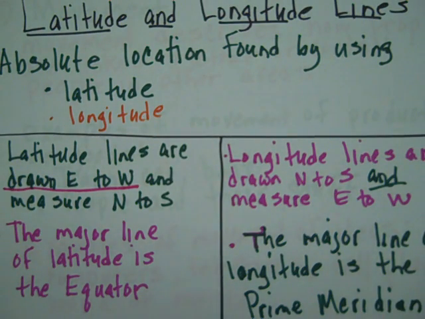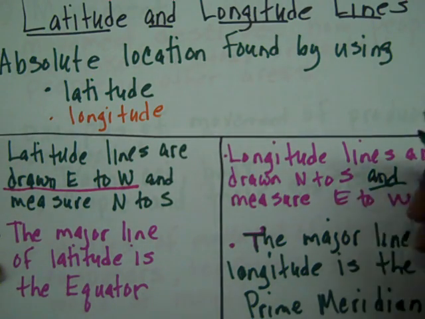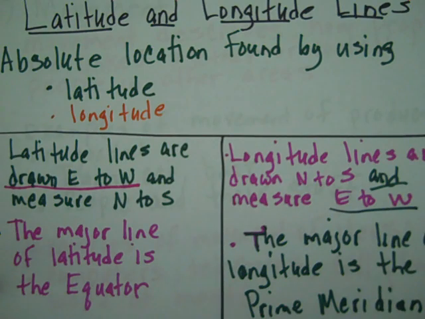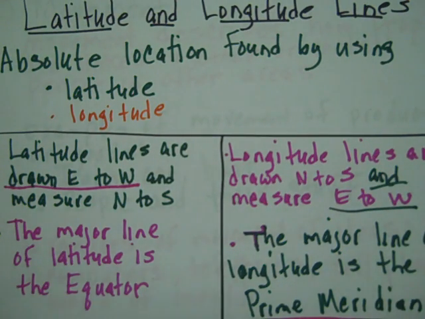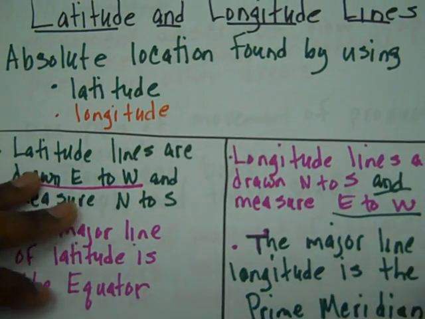The major line of latitude is the equator. Longitude lines, however, are drawn north to south and measure east to west. The major line of longitude is the prime meridian. The prime meridian divides the earth east from west. In order to remember that, remember this little song. The lat lines are the flat lines, the lines of latitude, the lines of flatitude. Hey, I never said I was a singer.